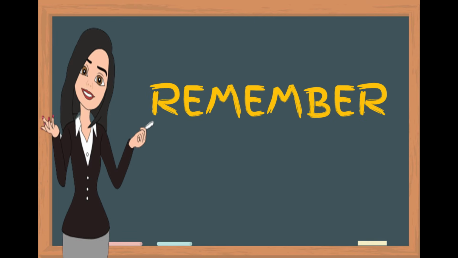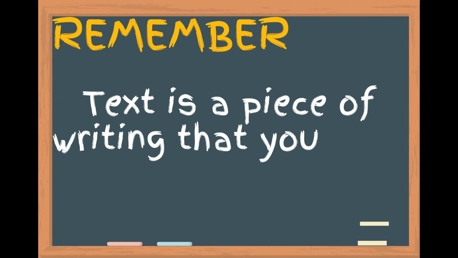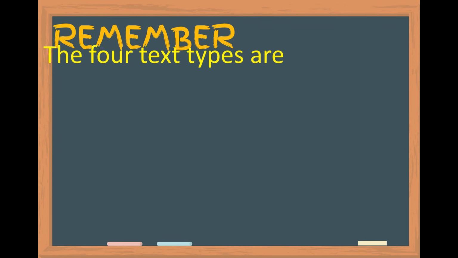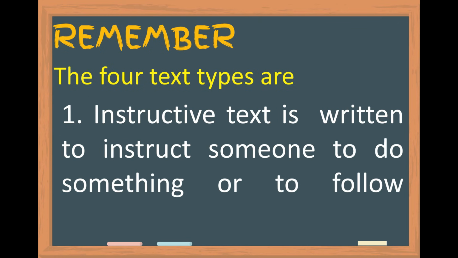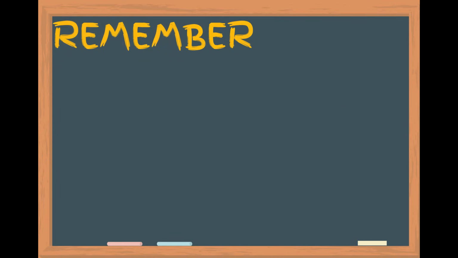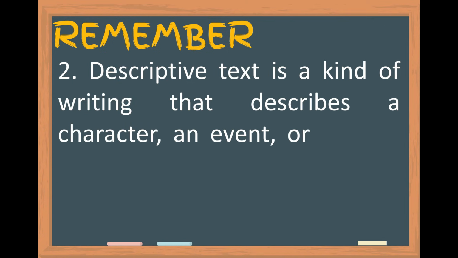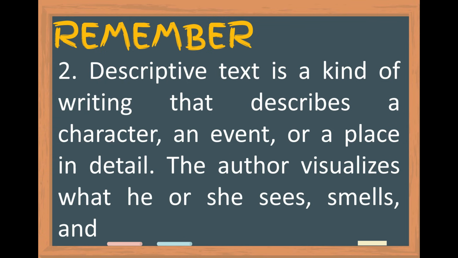Class, before we move on to the next part of our lesson, please have the following in mind. Text is a piece of writing that you read and create. The 4 text types are instructive text, which is written to instruct someone to do something or to follow procedures to be done. Next, descriptive text is a kind of writing that describes a character, an event, or a place in detail. The author visualizes what he or she sees, smells, and feels.